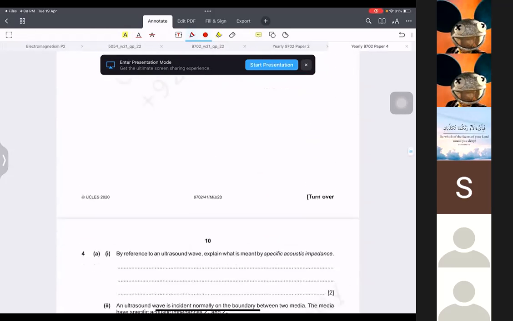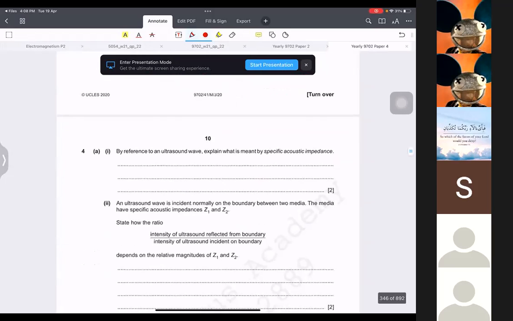Okay, cool. Now, by reference to ultrasound, explain what is meant by specific acoustic impedance. It is the product of density and speed of sound in the medium. Usually 1 mark, 2 marks.